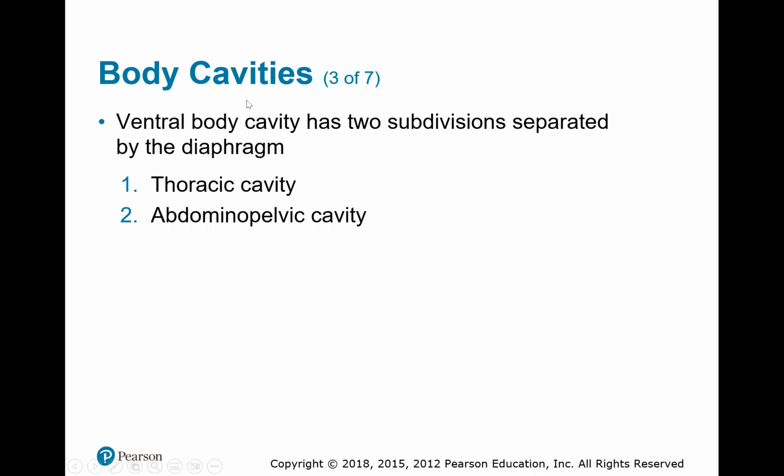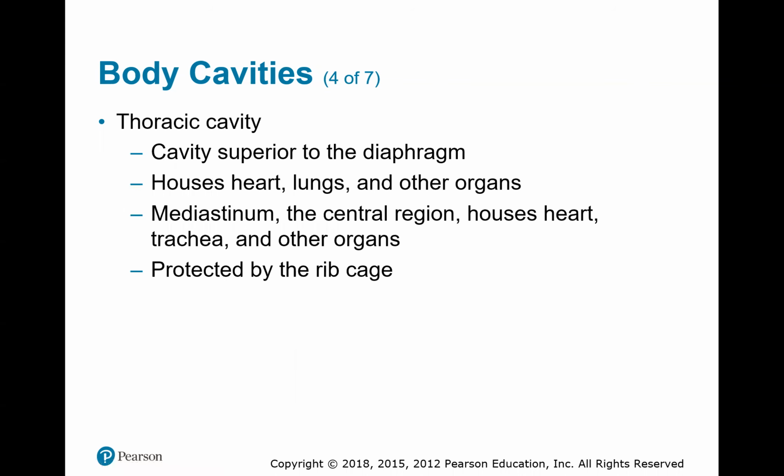When we move on to the ventral cavity, again, there's two subdivisions. We have the thoracic cavity. You get that diaphragm that makes a split, and then we have that abdominal pelvic cavity. In the thoracic cavity, we actually find more cavities within the thoracic cavity, but this is going to house your heart, your lungs, and some other organs such as the trachea, the thymus gland, the esophagus.